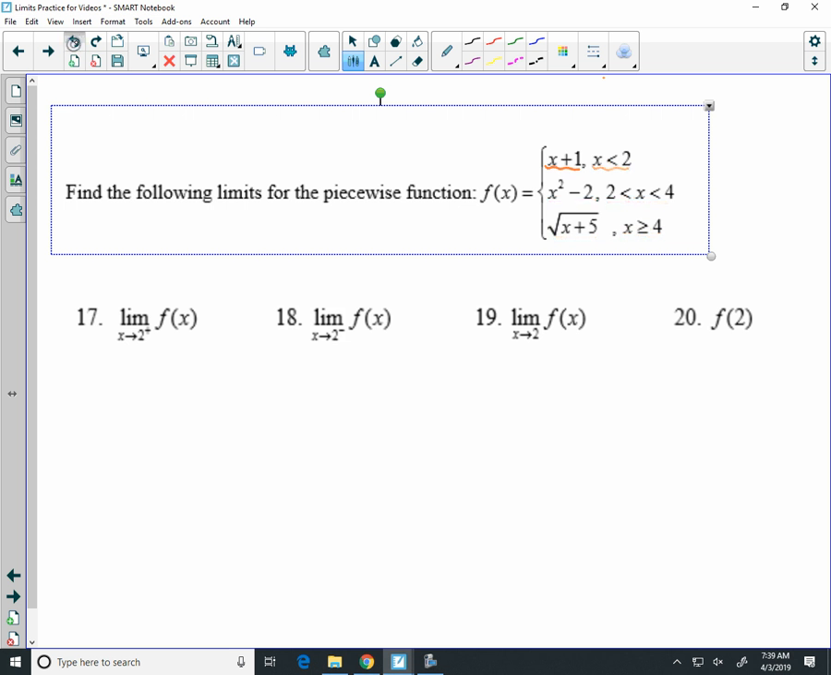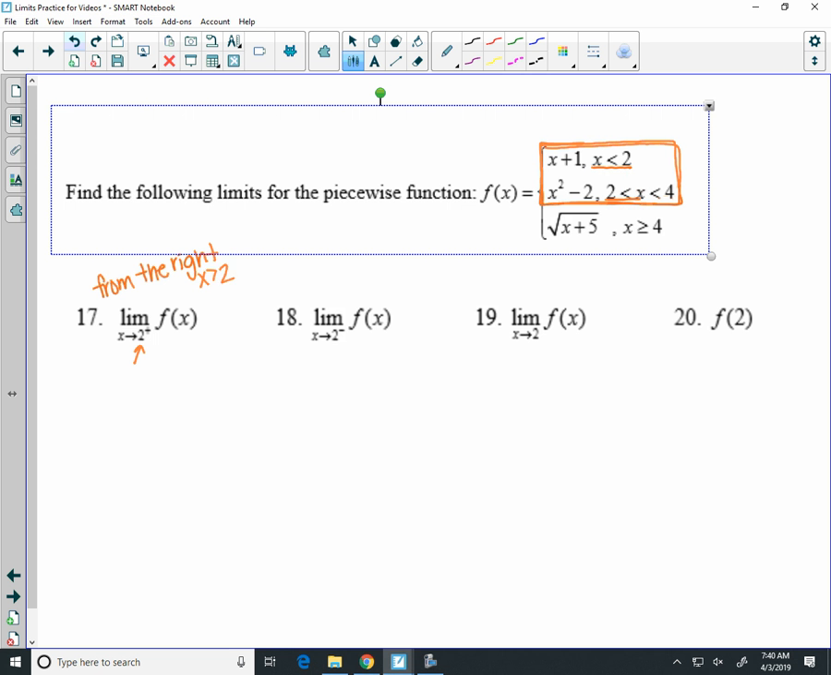So, for what's going on at 2, we are going to be looking at these two pieces of the piecewise function that surround the break at 2. So where x is less than 2 and where x is greater than 2. So we're going to use that right there. It tells us that's where we need to look. This limit with a little plus, this is the limit from the right. So that is where x is greater than 2.